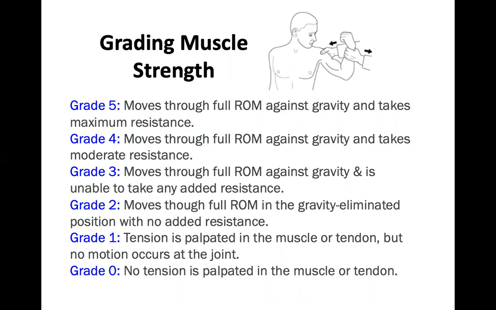So knowing that 5 moves through full range of motion against gravity and takes maximum resistance, now I'm saying to whoever's reading my chart that they don't have any resistance, okay? But they can move it against gravity. Whenever you're doing muscle strength testing or sensory testing, the patient has to be cooperative, and you have to have them answering the questions. Otherwise, it's not valid.